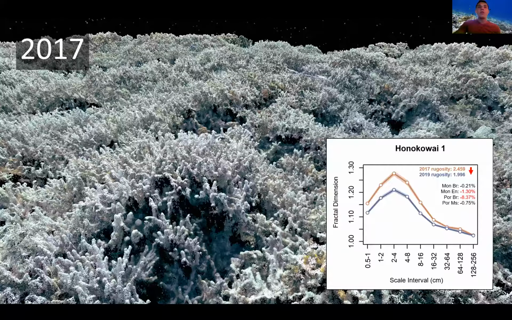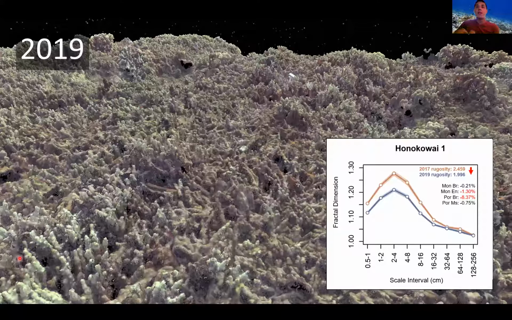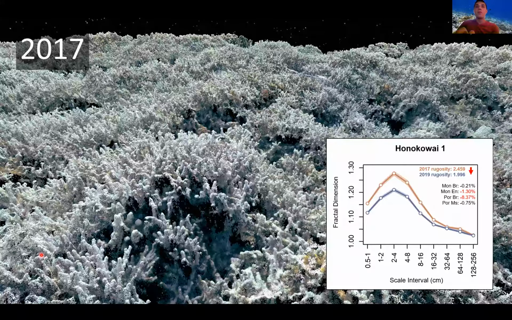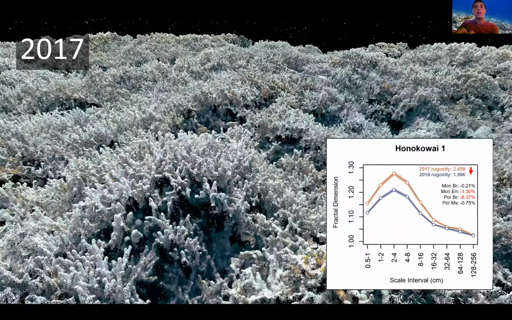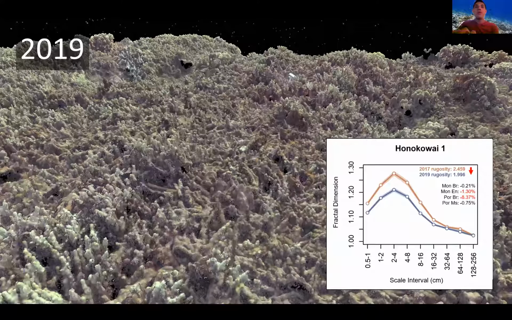And so digging into that one site that saw a large change highlights the flip side of branching porites, which could be its susceptibility to disturbance. So screenshots from Honokawai, this site that saw a large decrease in complexity, illustrate that nicely. You can see from 2017, but also from 2019, that the branching porites was badly damaged over this 2-year period, possibly due to a storm, and that resulted in the loss of a lot of structure. So while branching corals create more structure, they're also more delicate than massive or encrusting corals. It may be more vulnerable to disturbance events.